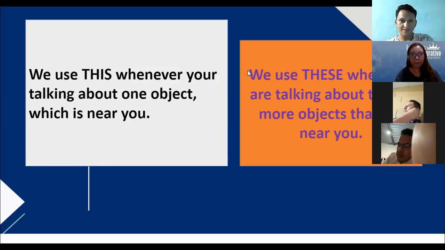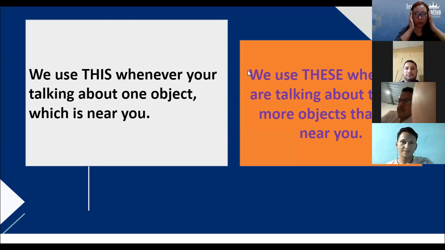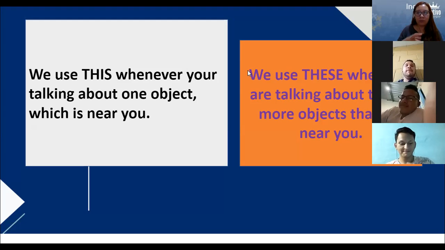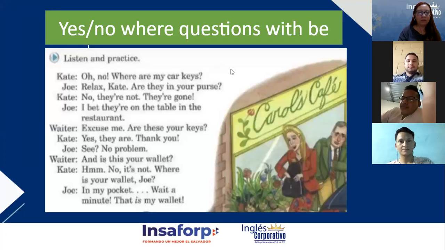Exactly. Okay. Esta parte bien importante es justo lo que Jason nos acaba de mencionar, solo que esta es la versión en inglés. So we use this for singulars, which is near, que están cerca. And this for objects that are close and plural, okay? Good, now that we remember, we have a conversation here.